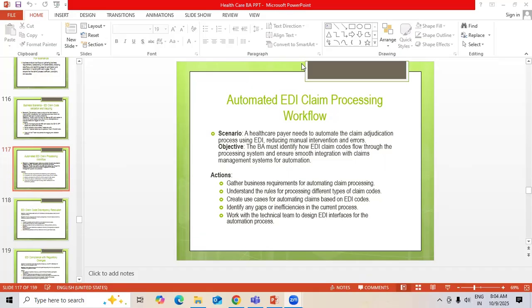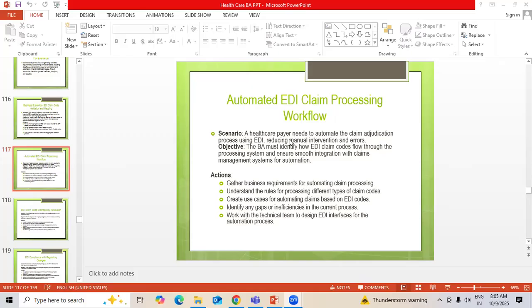Next, we need to identify the gaps or inefficiencies in the existing process, because as already mentioned, they want to reduce the manual intervention. Indirectly, they have manual intervention now, which they want to reduce. That is the idea here. Next, working with the technical team to design EDI interfaces for automating the process and all that. This is also one of the core responsibilities, an activity a BA has to perform.